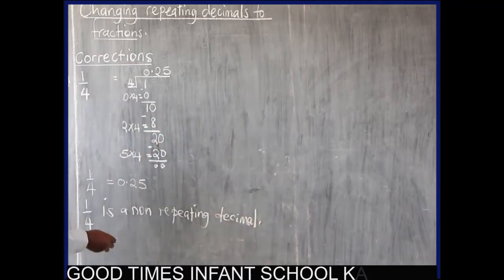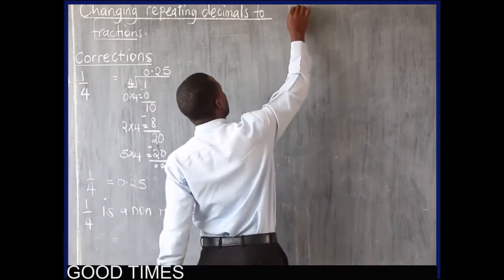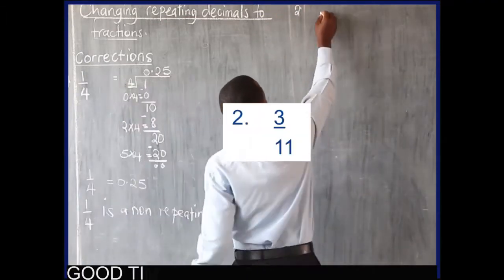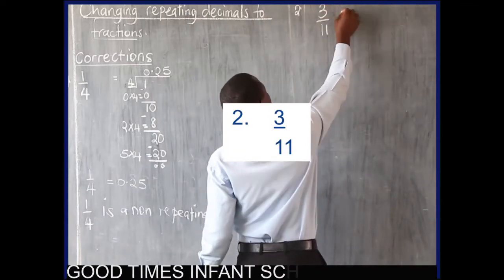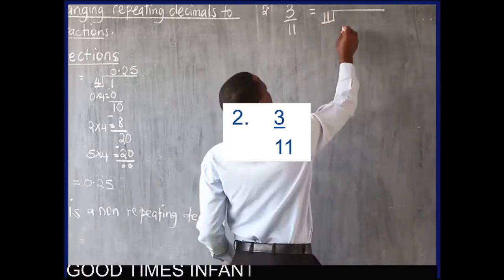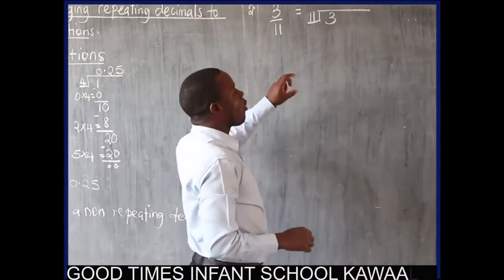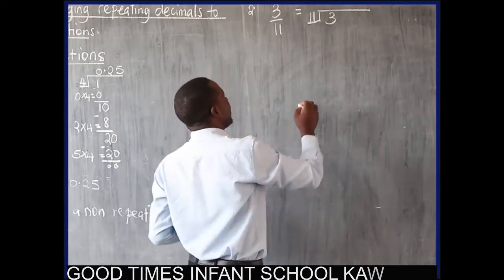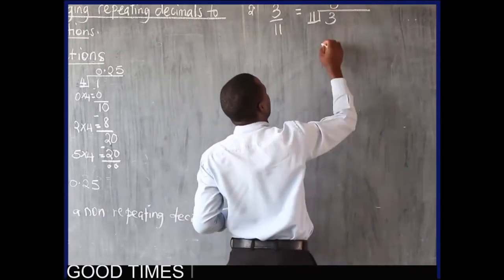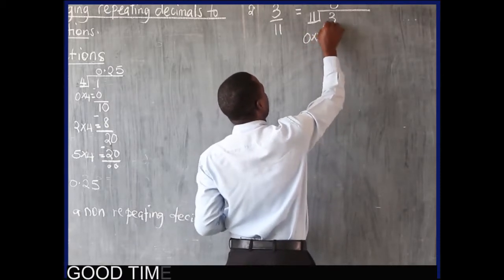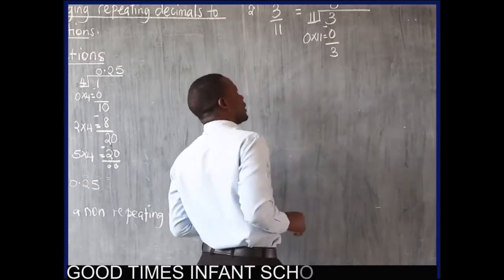Number 2, we're trying to do corrections quickly. Number 2 was 3 out of 11. So 3 out of 11, we are listing multiples of 11, looking for a 3. How many 11s do we get from 3? Of course, there is not any 11. Then we write our 0. This is 0 times 11 will give us 0. So when we subtract, we get 3.